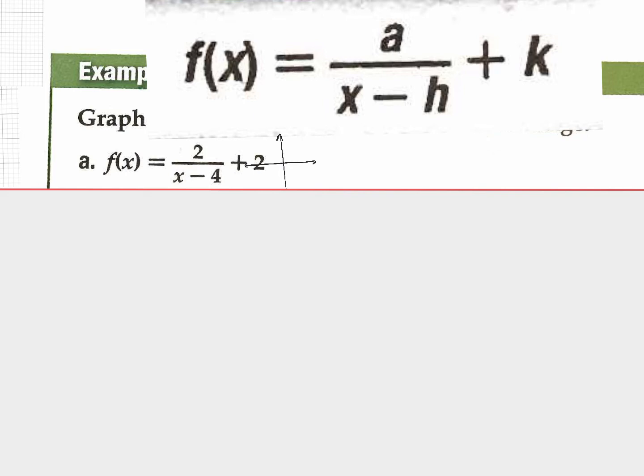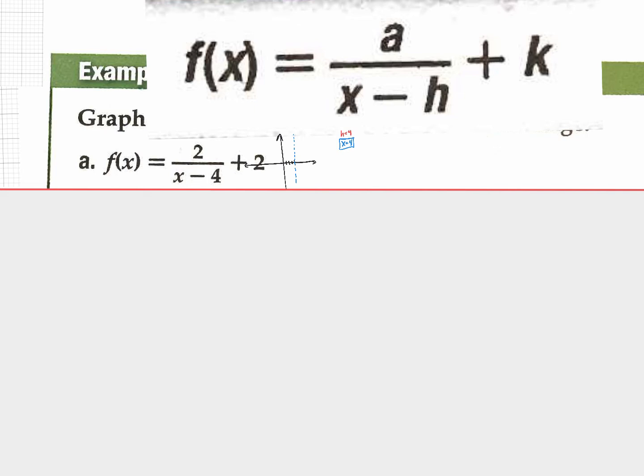And what information do I get from this? Do I know my H value? Yes. What is it? 4. Now, the H value actually gives us the vertical asymptote. So what would the equation be for my vertical asymptote? X equals 4, okay? Because my H is 4, I know that my vertical asymptote will be X equals 4. Let's actually draw that. 1, 2, 3, 4. Vertical asymptote going right through it.